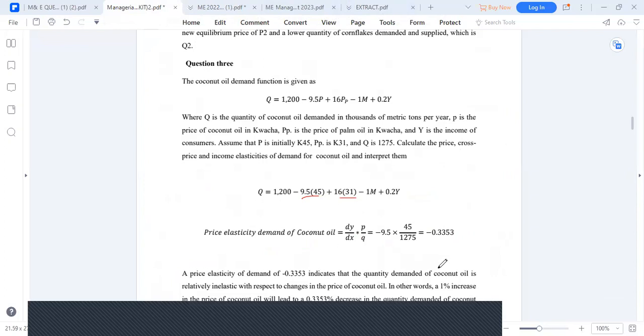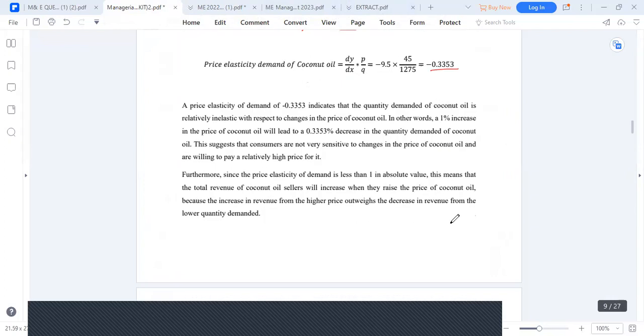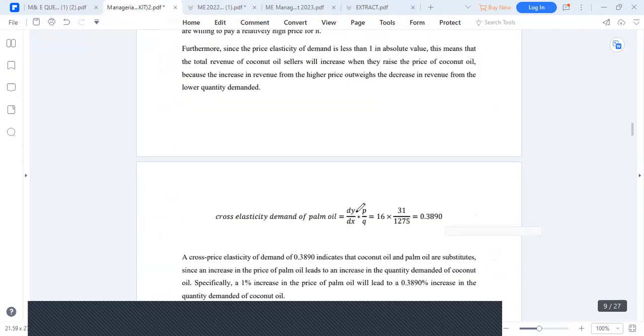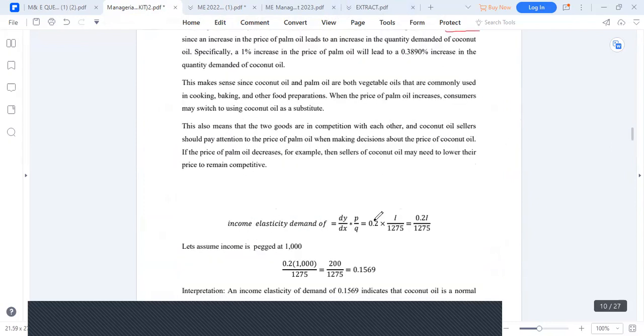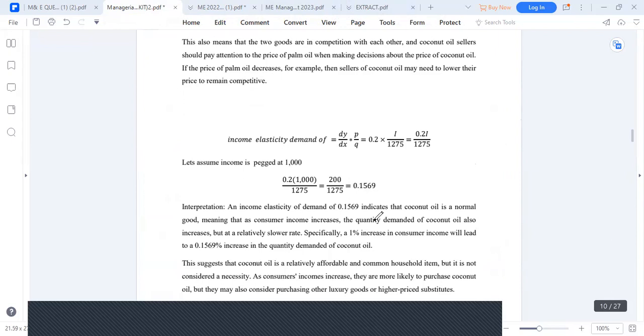Okay. So here you get 0.33, which is inelastic. Then cross price elasticity, you get a positive answer. It means that there's what? It means that they are substitutes. You don't need to explain this in depth to say what percentage. For those of you reading my revision kit.